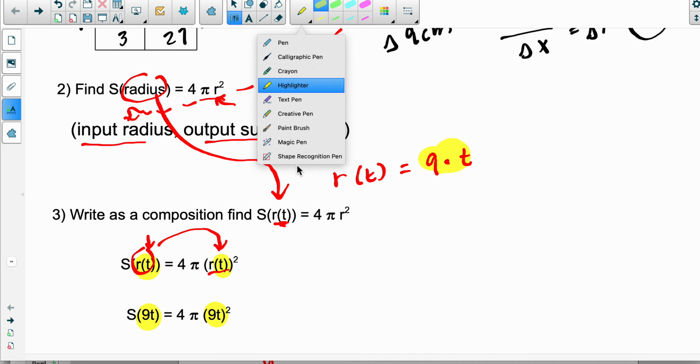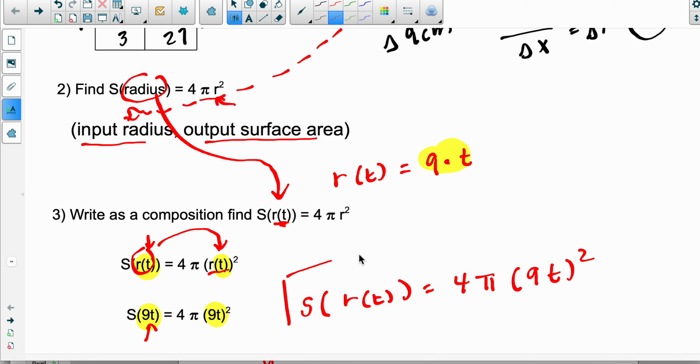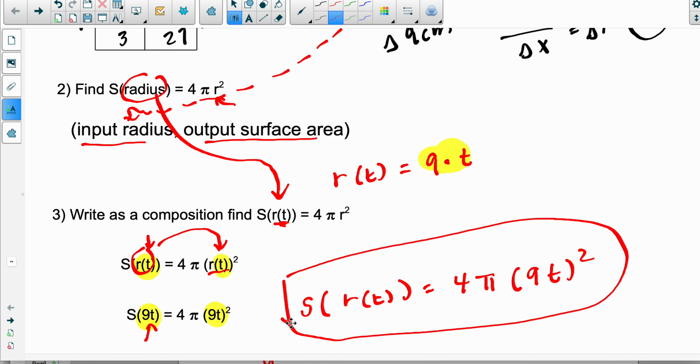Now I have the combination of surface area and radius as a function of time. So surface area as a function of time is 4 pi times 9t squared. I hope that helps.